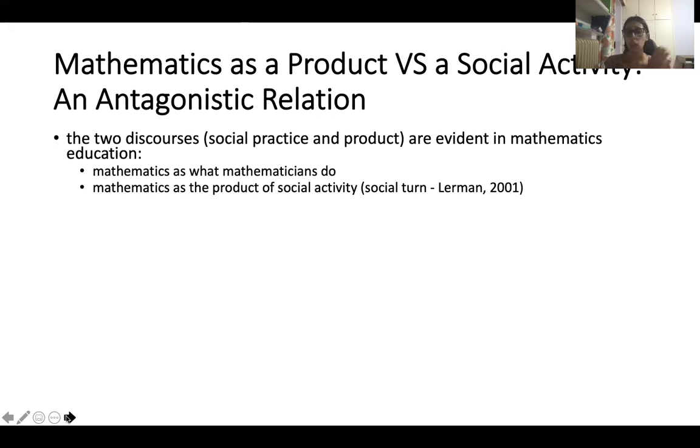On the one hand, we have discourses which talk about mathematics and what mathematicians do. And on the other hand, we have discourses which talk about mathematics as the product of social activity, as what students do in the class, as what people do at their jobs, and so on. Often, the two discourses are presented through a narrative of progress. So we have the old mathematics education, goes the narrative, used to focus on what mathematicians do, but now we focus more on what students do when they work with each other.